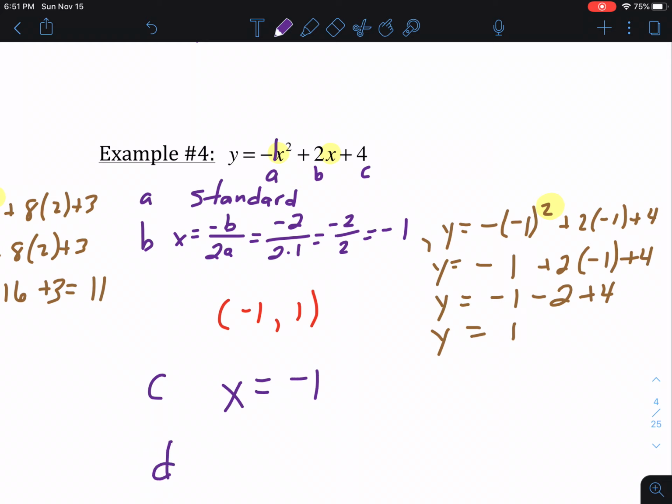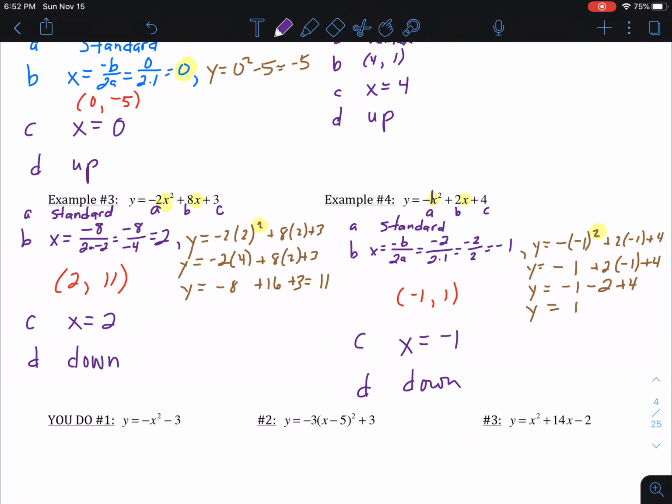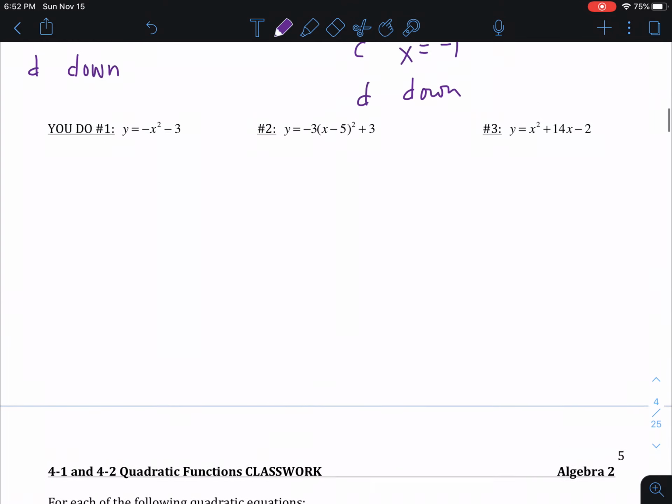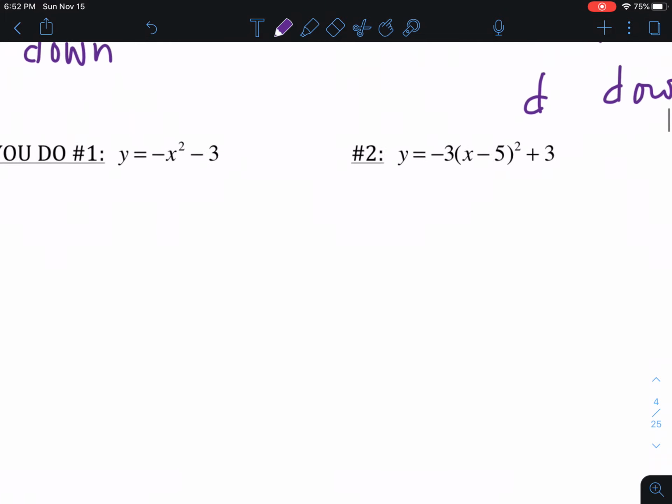And then letter D, does it open up or down? Go back to the equation, look at the a. The a is negative right after the equal sign. This would open down if we were to graph it. Okay, we got a few more to go. Almost done.